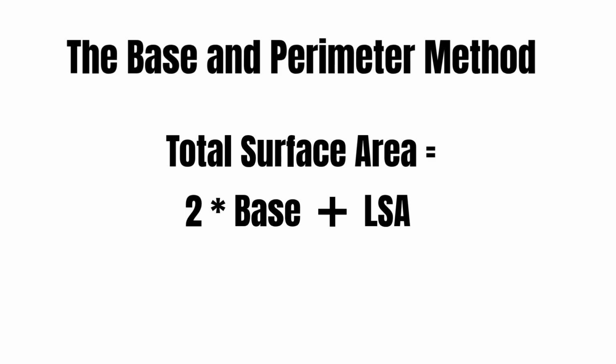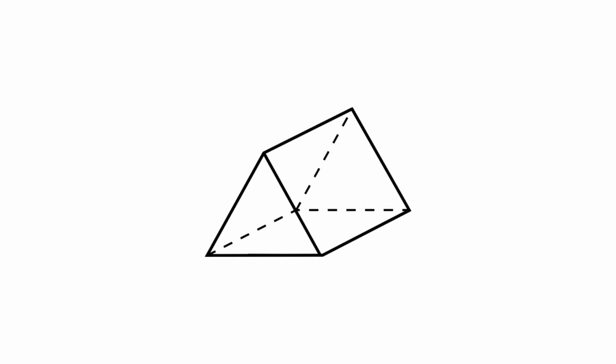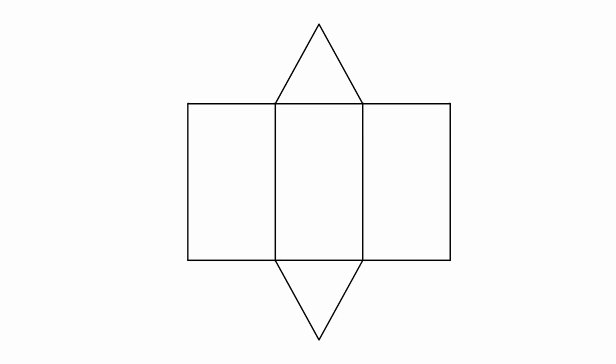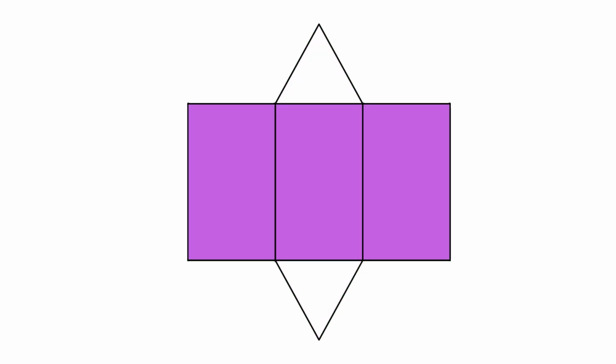The formula for this method is total surface area is just 2 times the base area plus LSA. Let's look at a triangular prism to see where this formula comes from. Unfolded, we see that a prism is just two identical ends called bases connected by rectangular side walls. Remember, the base is always the unique shape that gives the prism its name, not necessarily the face it's sitting on.